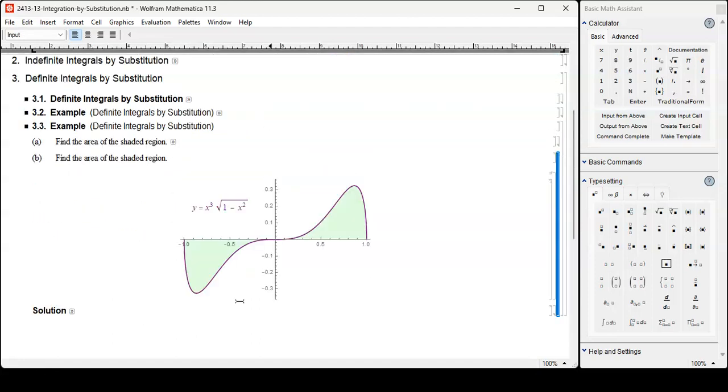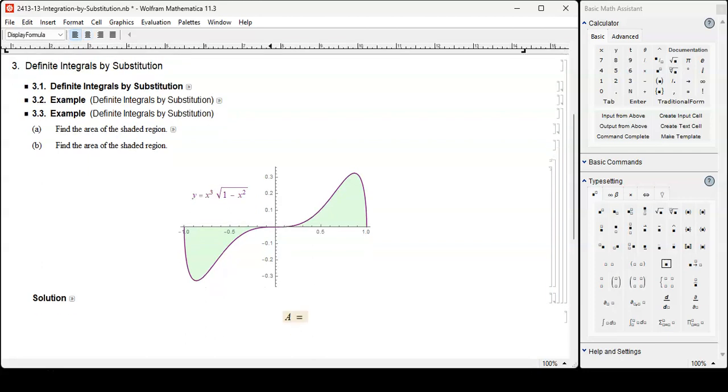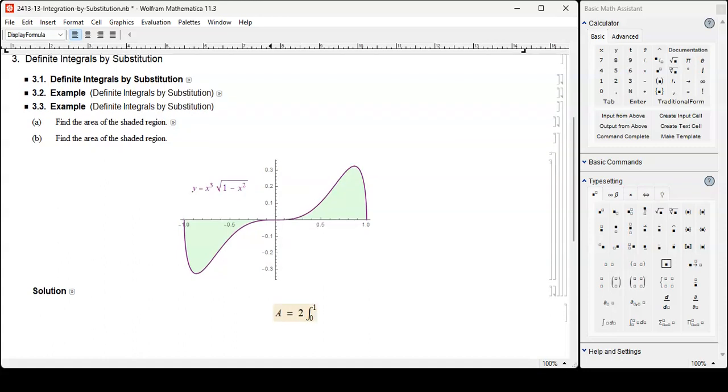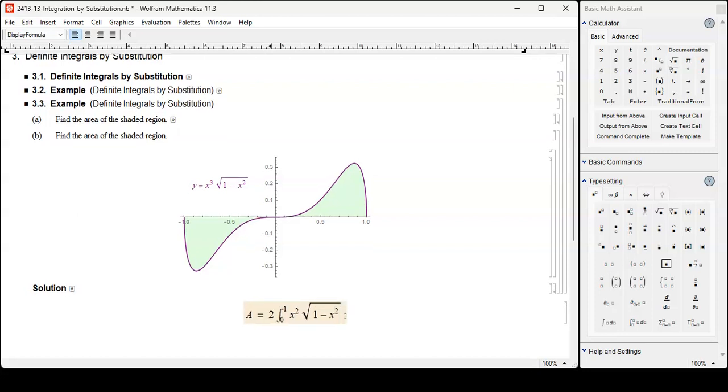Next problem. A little bit harder, because the integrand, we have x cubed square root of 1 minus x squared. So the integrand is a bit harder, so this problem will be a bit harder. Let's see, the area is going to be 2 times the integral running from 0 to 1 of x cubed square root of 1 minus x squared dx. That's what you have to calculate. Sorry, this should be x cubed.